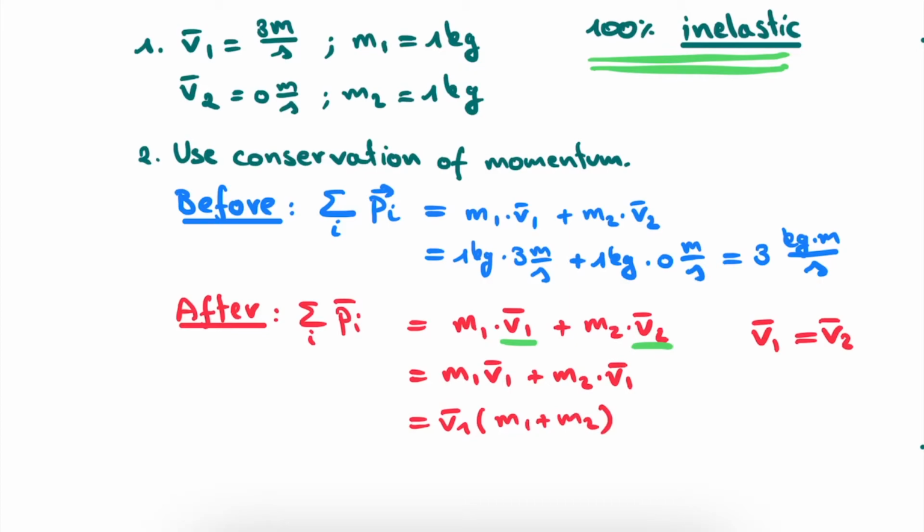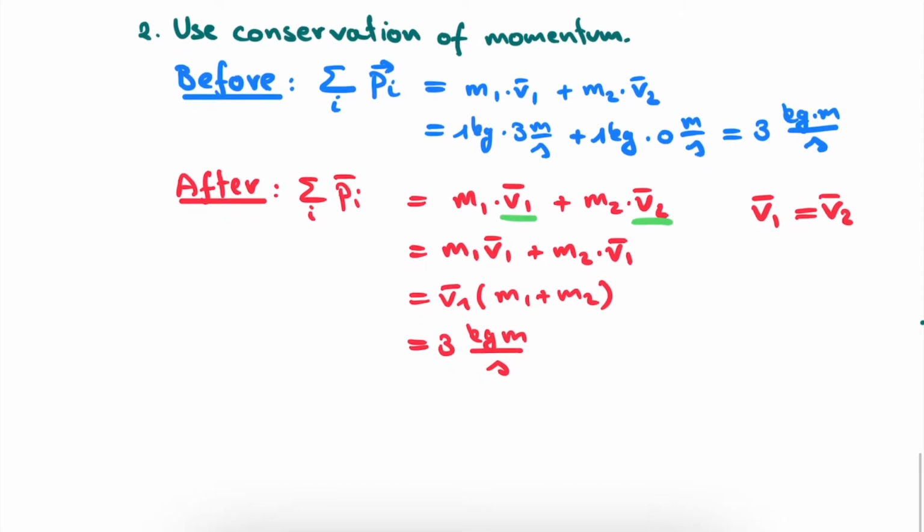And at this point, we use the fact that we have conservation of momentum, meaning that the total momentum before the collision, which we calculated to be 3 kilogram meters per second, will have to be equal to the total momentum after the collision. So this will have to be equal to 3 kilogram meters per second. And now we can rewrite this equation to find, of course, the variable that we were looking for, this v1. And since we have v1 is equal to v2, if we find v1, we also have v2.